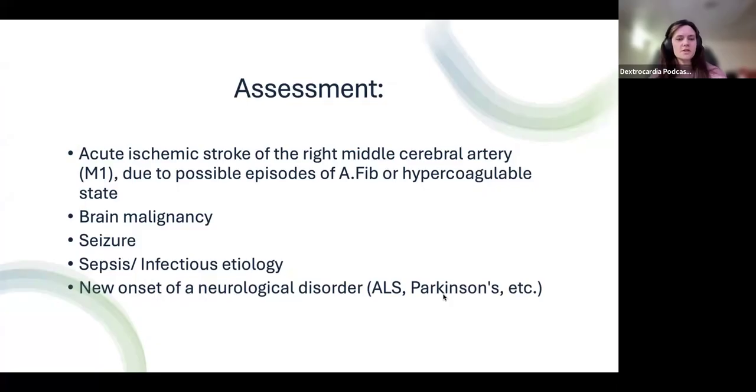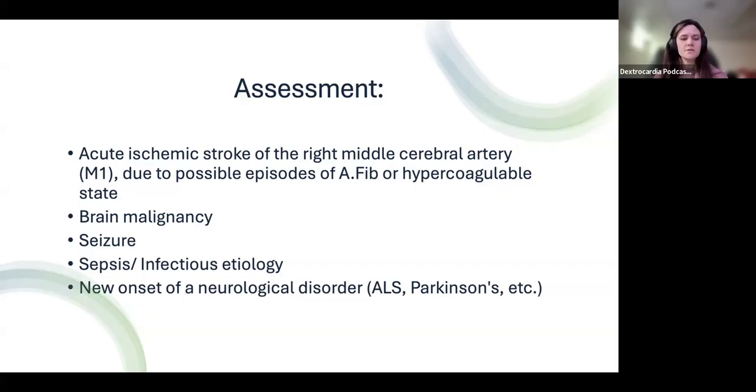And so from all this imaging, we can assume that this patient is having an acute ischemic stroke of the right middle cerebral artery at the M1 segment. It was found that this patient was in AFib with RVR at the time of coming into the hospital. So we think it was due to possible episodes of AFib or a hypercoagulable state, knowing now that he has that tumor. Other differential diagnoses was brain malignancy causing these symptoms as well.